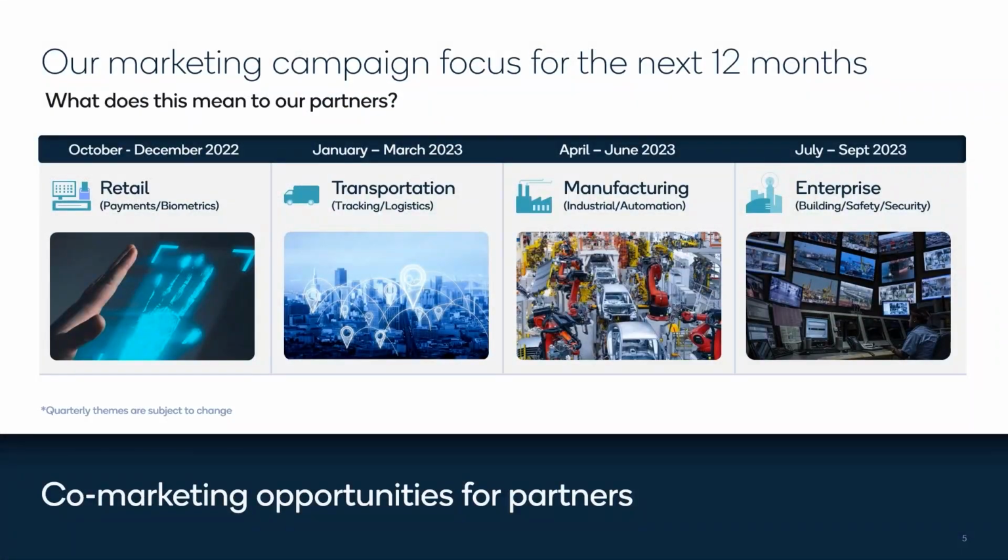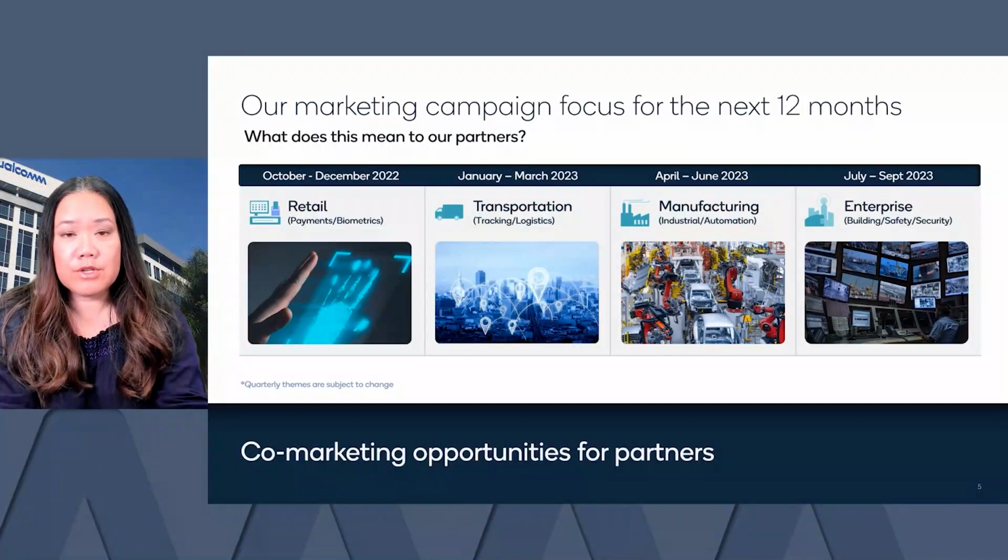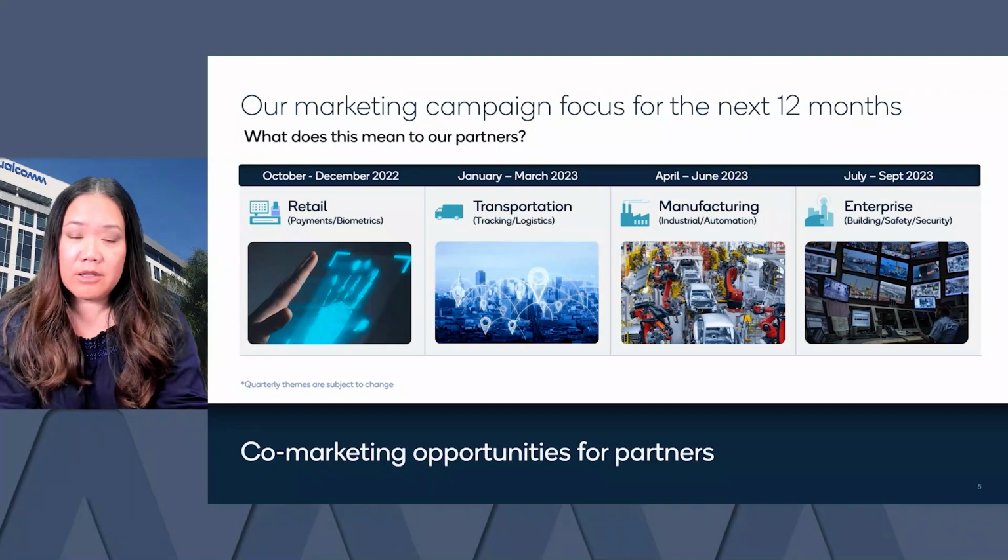For the next 12 months, each quarter, we focus on specific segments or industries for our marketing campaigns. In October through December, as you can see, we are focusing on retail, specifically in payments and biometrics. And then moving on to the next quarter, we have transportation, focusing on tracking and logistics.